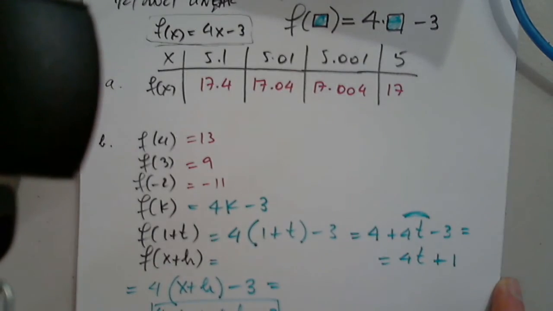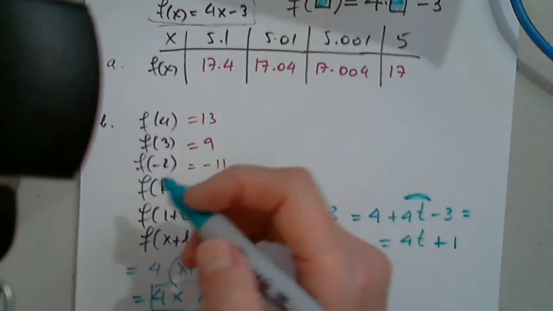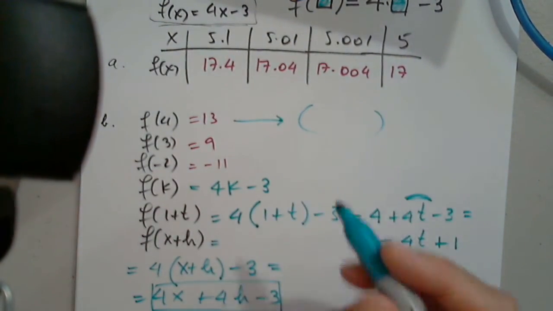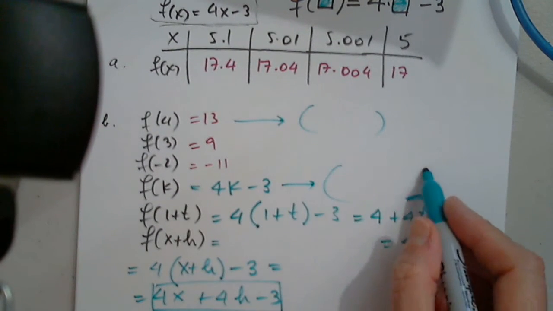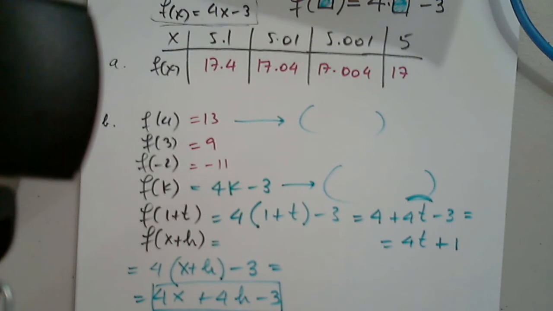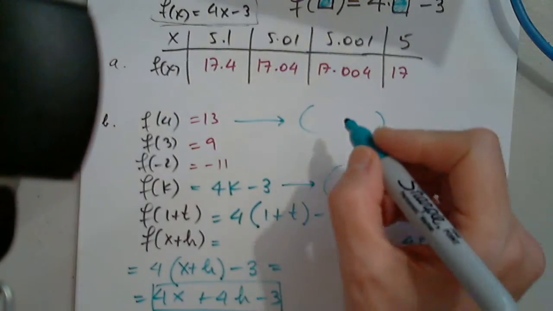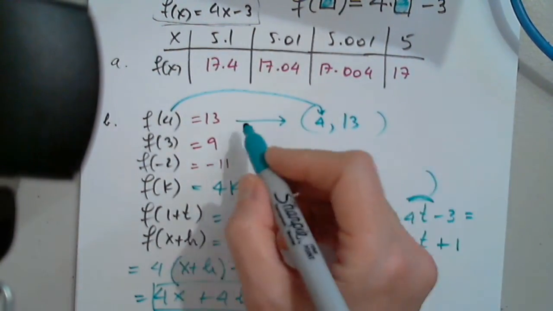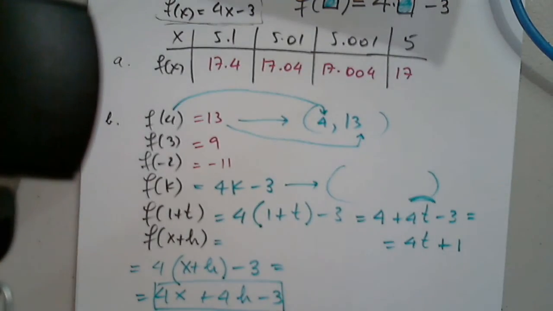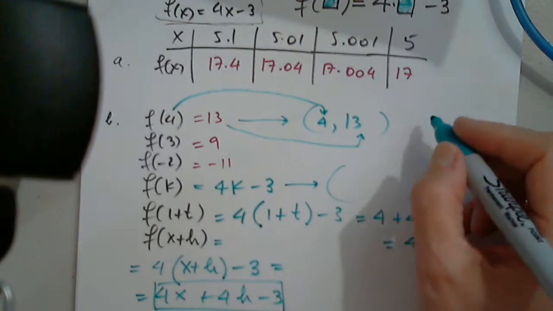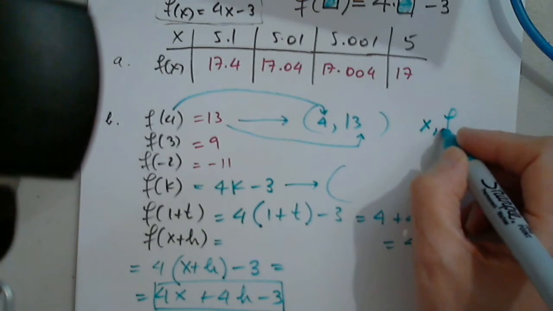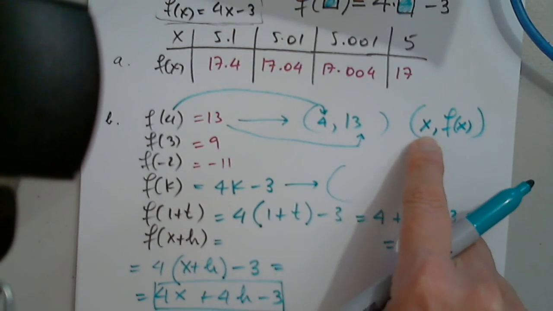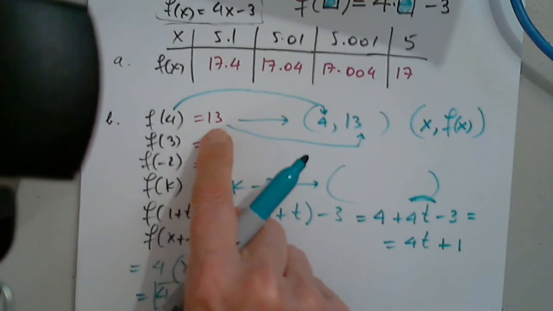Now, if I go back to any of these, will you give me an ordered pair? What is the ordered pair, let's say, for this? And what would be the ordered pair for this? 4, 13. Very good. X is always first, and Y is always second. Excellent. X comma Y. Or basically, X comma f of X. When X is 4, f of 4 is 13.